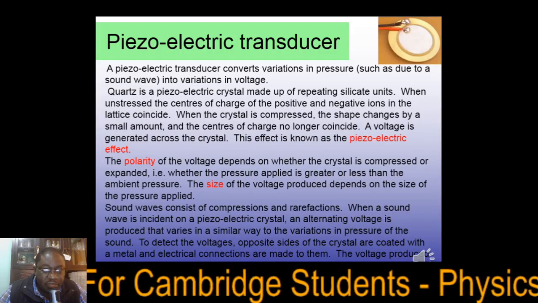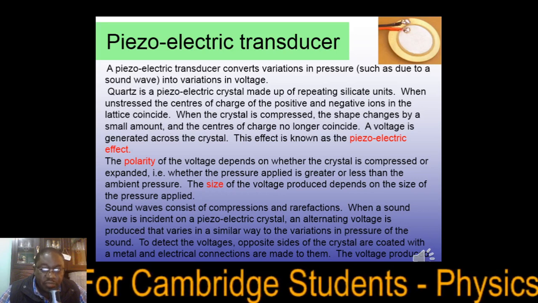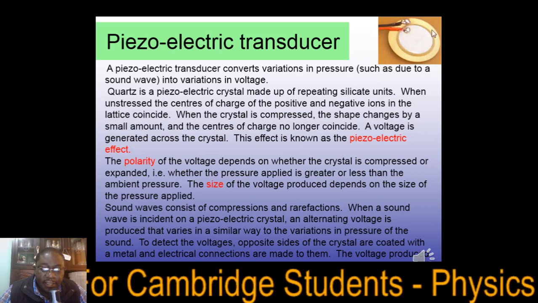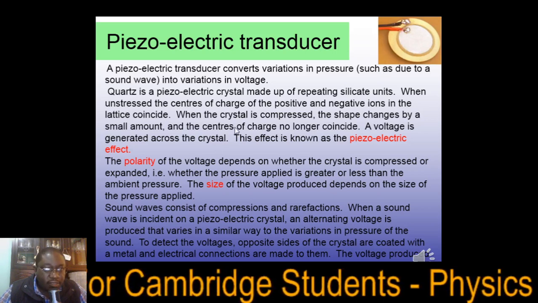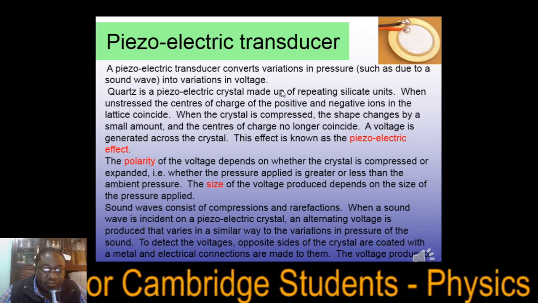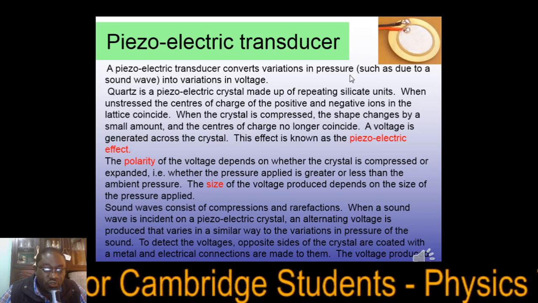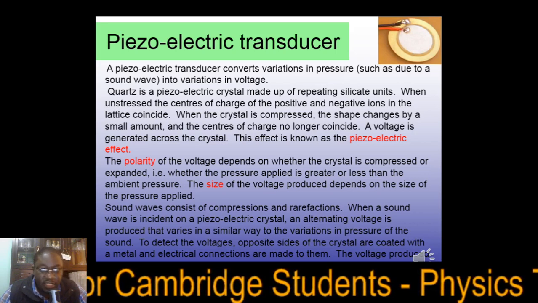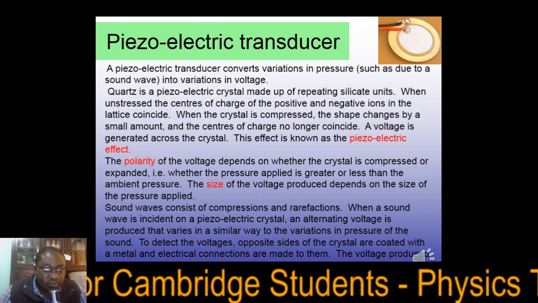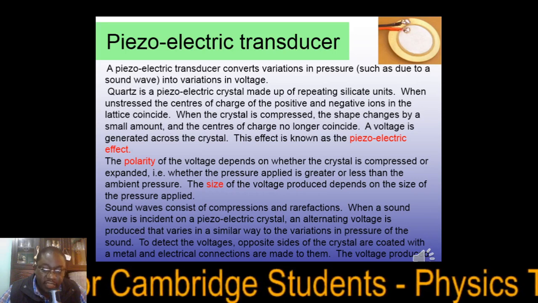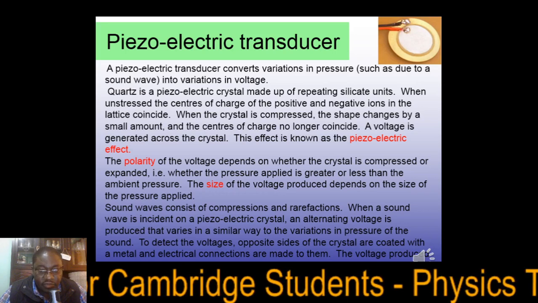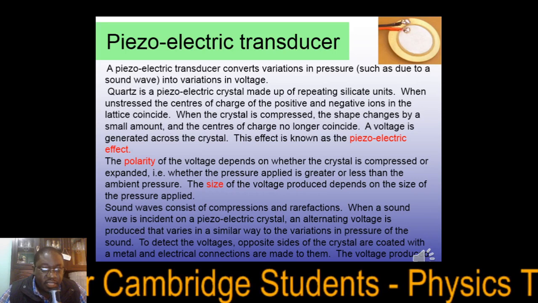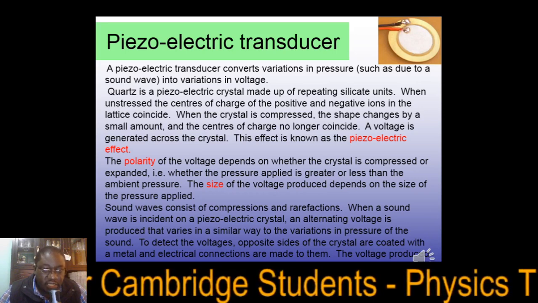Then we talk about the piezo-electric transducer. The piezo-electric transducer looks like this, normally found in alarm watches. This piezoelectric transducer converts variations in pressure, such as due to a sound wave, into variations in voltage. So now it's pressure against voltage. Okay, so the higher the pressure, the higher the voltage we get. So we deform it so that it sends a signal.